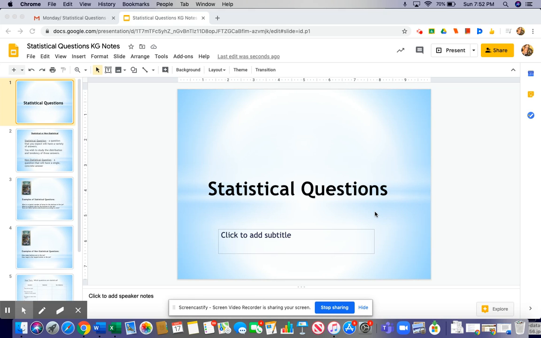Good morning. Today we're going to be starting our statistics unit, and we're going to start this by going over what statistical questions are. So the beauty with statistical questions is it's definitely something you have seen before. It's something you do every day and you probably don't even realize it. So we're going to talk about them, and after the lesson you're going to realize that you ask statistical and non-statistical questions all the time.